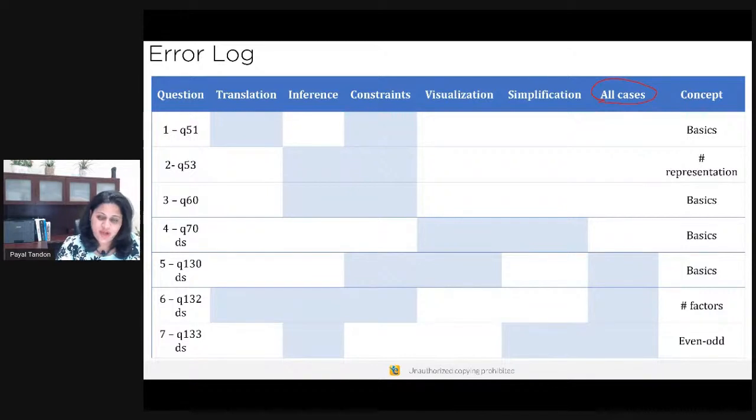Because I want to do a vote count, and by the end of this session, I want to create an error log for these questions for this class as a whole. But for that, I need your input. So tell me, translation, how many of you were able to do the translation? So yes, I see one, okay, and no.